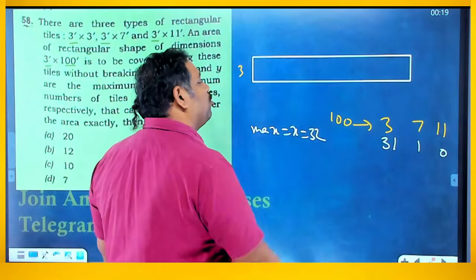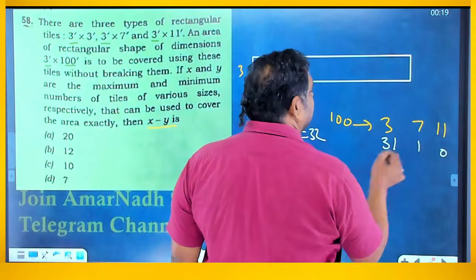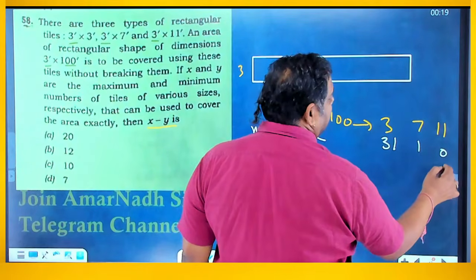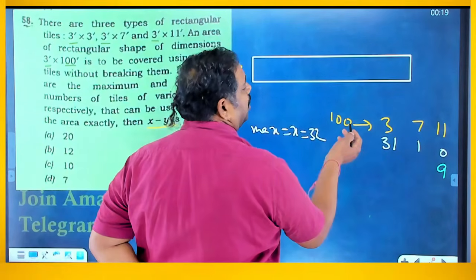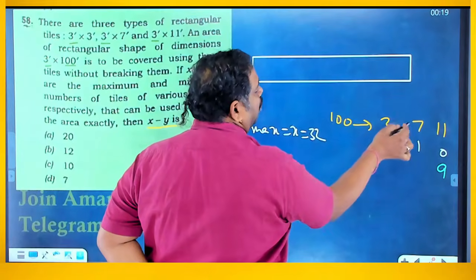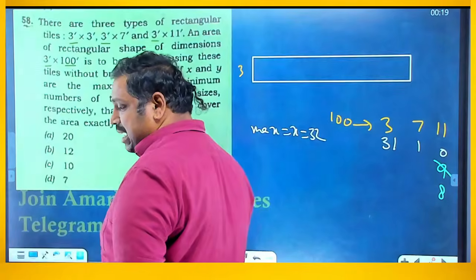Minimum means I have to go with the maximum of the highest ones, right? Okay, so I'll try in the 100, maximum is 9, na? I'll try with 9. If I take 9, 9 11s are 99, one more length is needed that you can't get from this one. So 9 is not a possibility. 8 if I take. 8 means 8 11s are 88, na?